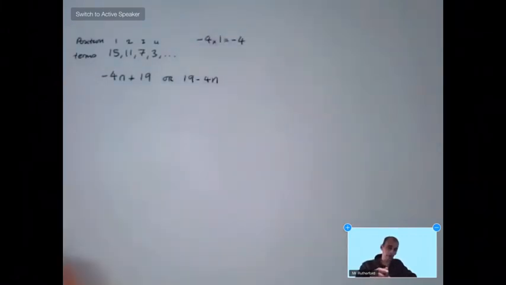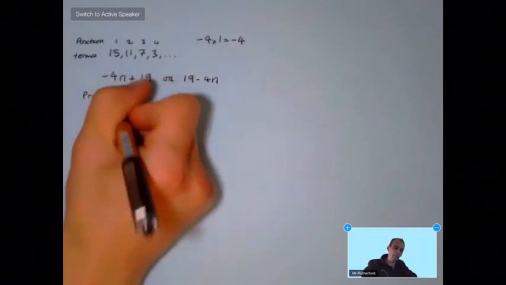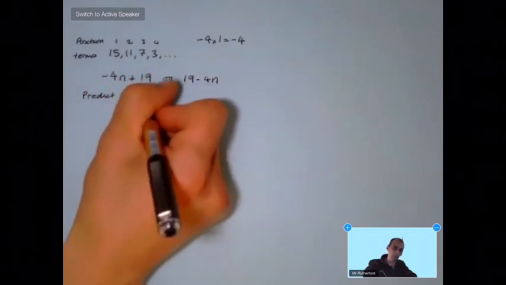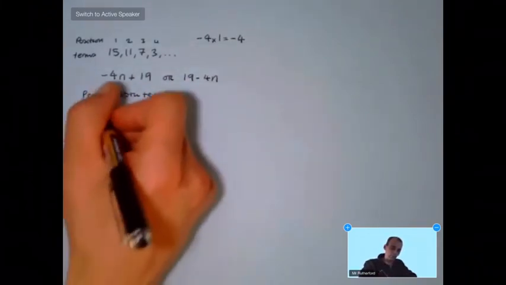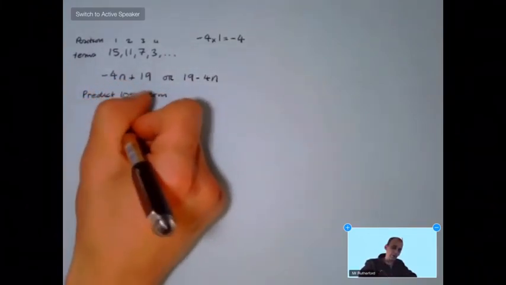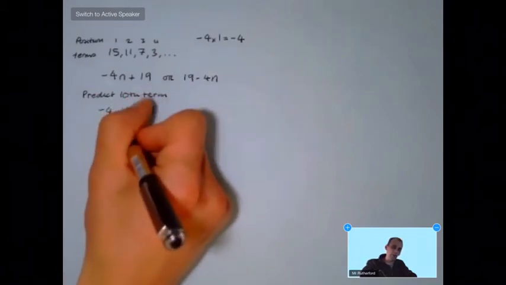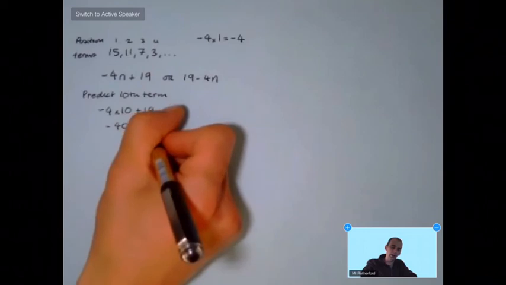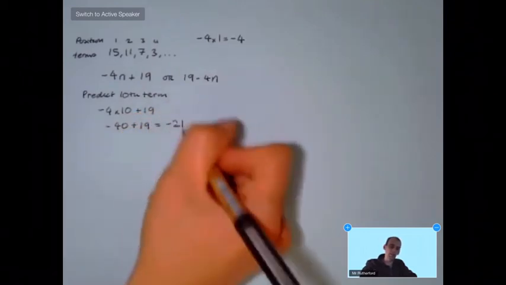If we then try to predict the 10th term, we would do minus 4 times 10 plus 19. So minus 40 plus 19, which gives us minus 21.